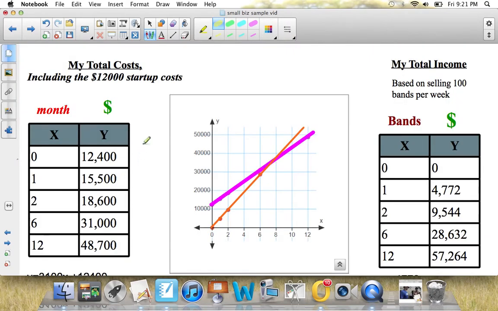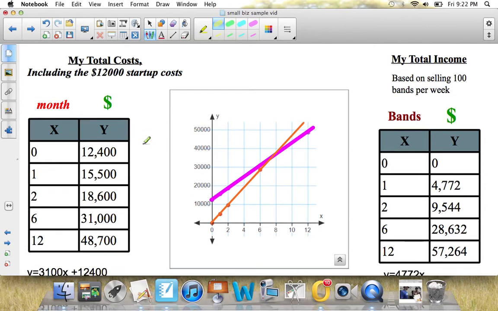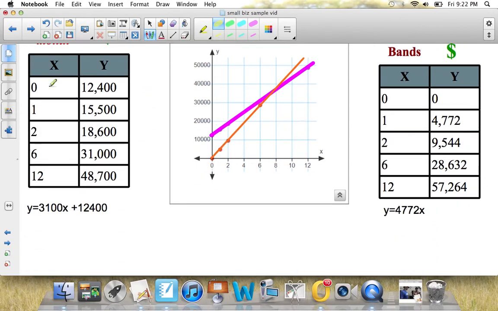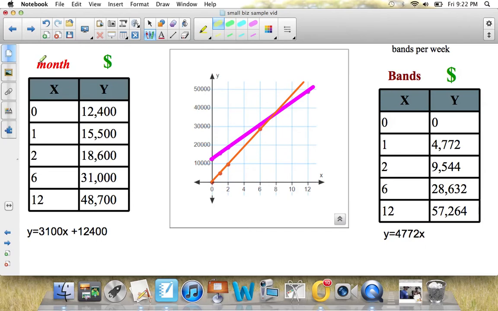So moving on, you need to have charts, graphs, tables, equations, all of that stuff. So your total costs are represented here in the table and here in the graph as well. And then here in the equation, variables are defined here, the number of months and the money. And then I have my equation. So my cost is equal to $3,100 times the number of months. So this is my cost per month plus my startup cost of $12,400.